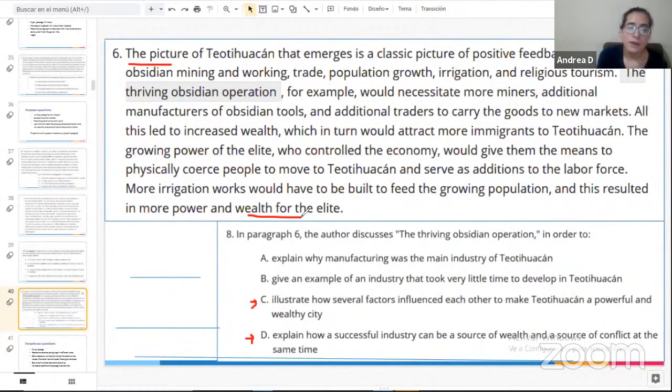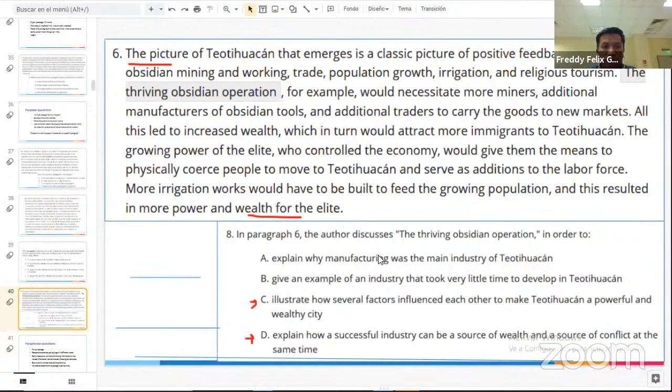So for example, here we have: the picture of Teotihuacan that emerges is a classic picture of positive feedback among obsidian mining, working trade, population growth, irrigation, religious tourism, what have you. So who can tell me what this paragraph is about? What is this about? Could be about the growing of culture. Okay, yes. How's culture? What else?